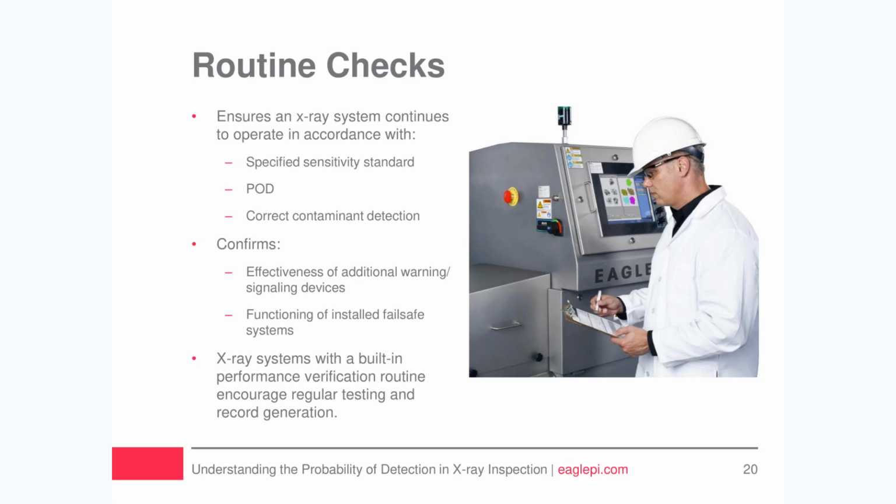X-ray systems with built-in performance verification routines encourage regular testing and record generation. The test operative simply enters a user login code into the system so the test can be completed with the correct test samples. Hard copy documentation can be provided through a local printer to demonstrate compliance with retailers' codes of practice, making routine checks easier to manage and keeping the system running optimally.